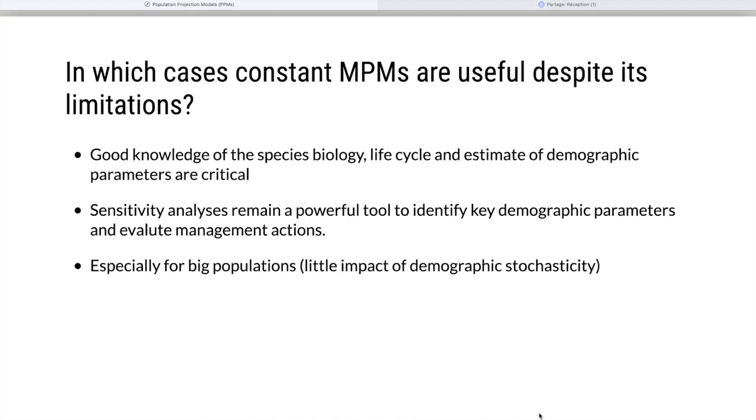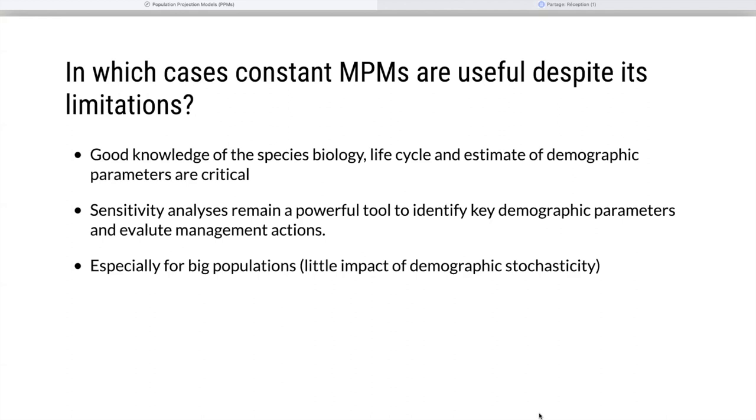Deterministic models are most useful for big populations because the impact of demographic stochasticity is reduced for big populations. So it's very important to include demographic stochasticity, especially in small populations.